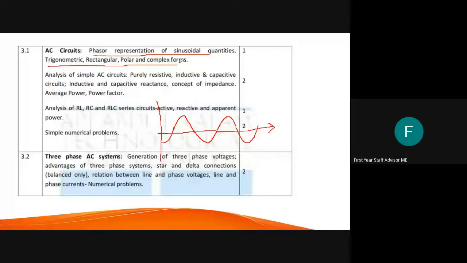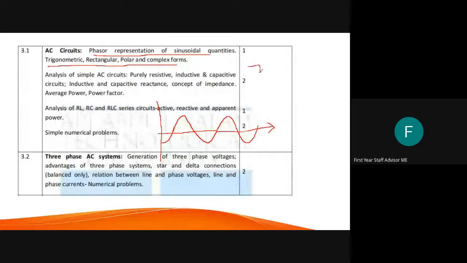Then we will see what are the different types of representation for these phasors. Okay, then we are going to learn about some mathematical operations that we can perform using phasor. Okay, first we are going to see what is a phasor. Then from that, what are the operations we can perform on phasor. That is what we are going to discuss.